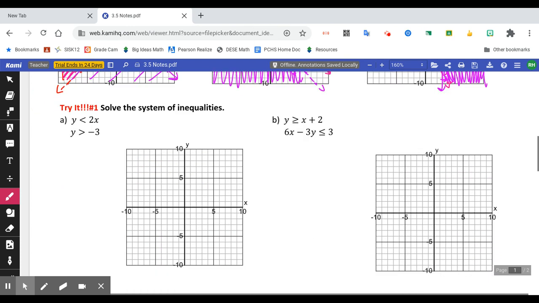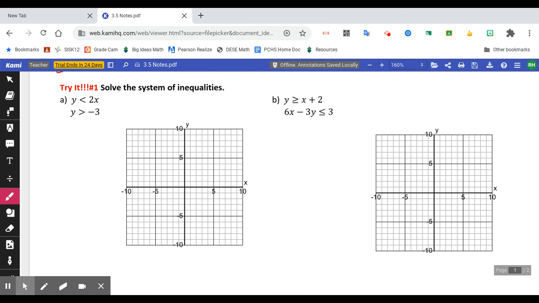Okay, good job. All right, try these two on your own. I'll do those with you. So this would be like +0 out here. And then we would go slope up to right one, up to right one, down to left one. This would be dashed line. Okay, and less than would mean everything below. So everything down here.